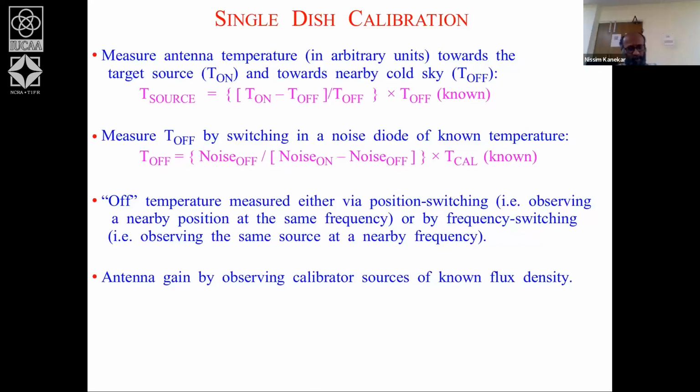You're also forced to do frequency switching if you're observing a really bright source, for example, like the galactic center, Sagittarius A star. And frequency switching is normally done for spectral line observations. Normally, but not always. So let's move on now to calibrating the Green Bank Telescope.